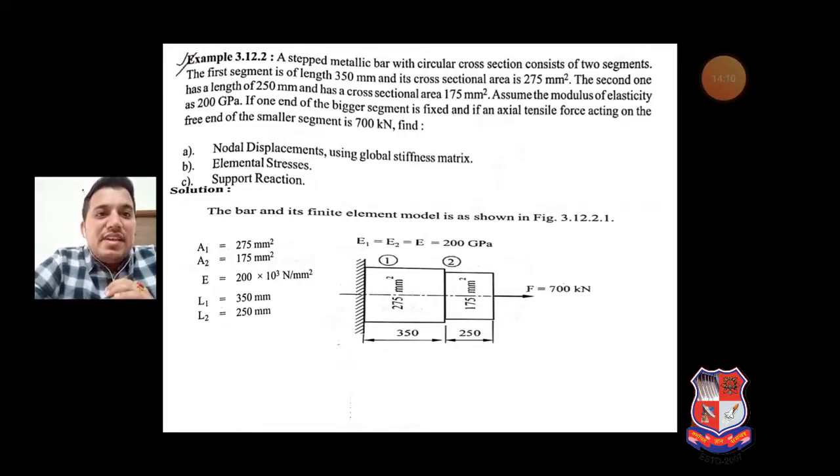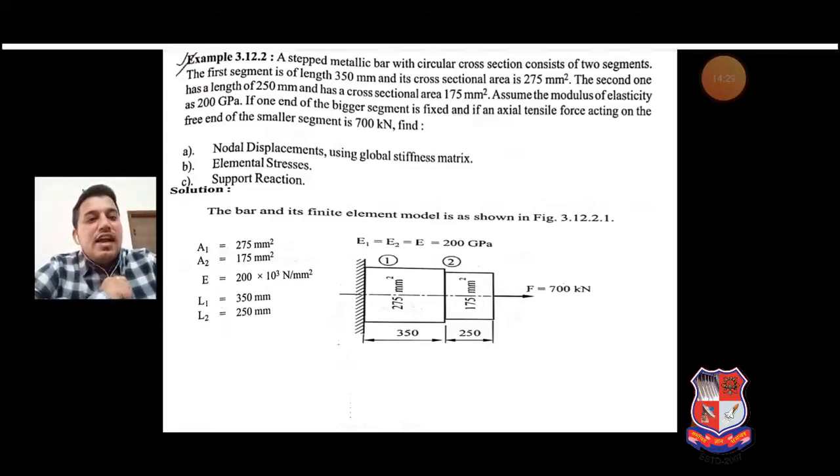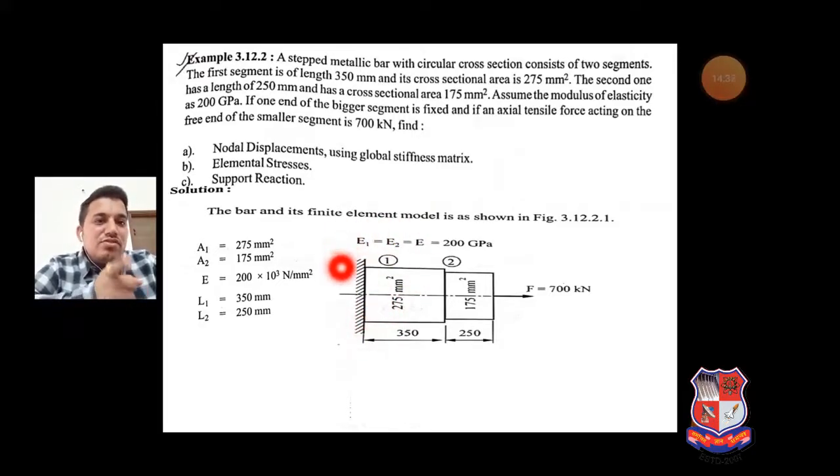Then, the elemental stresses. We have to find stress 1 and stress 2. Here we have two elements, that's why we have to find the two stresses, stress 1 and stress 2. Third is the support reaction, so we have to find R. R will always be present at the fixed support. Here the fixed support is at node number 1, so we have to find the support reaction at this node.